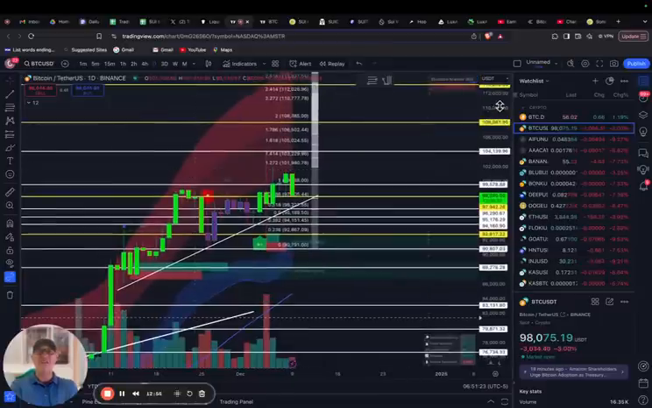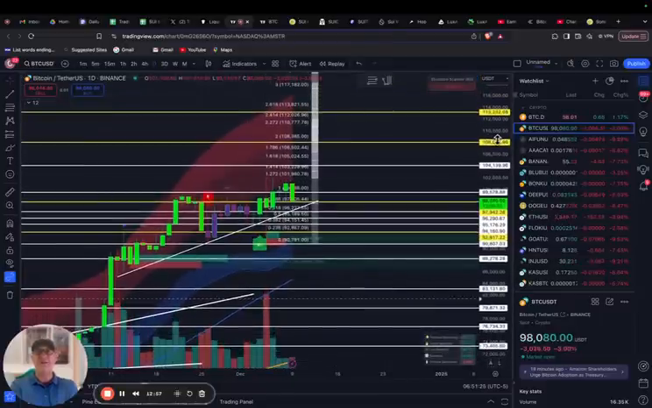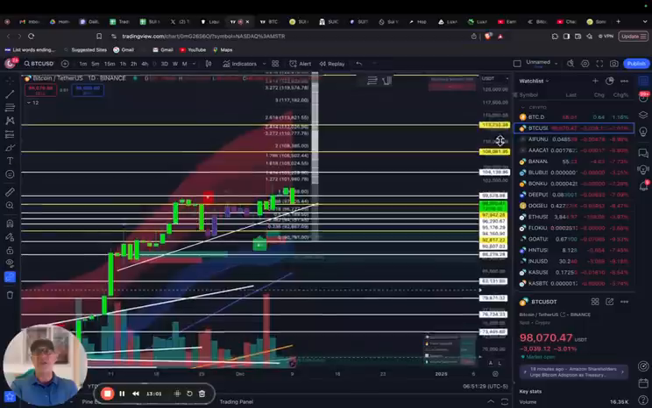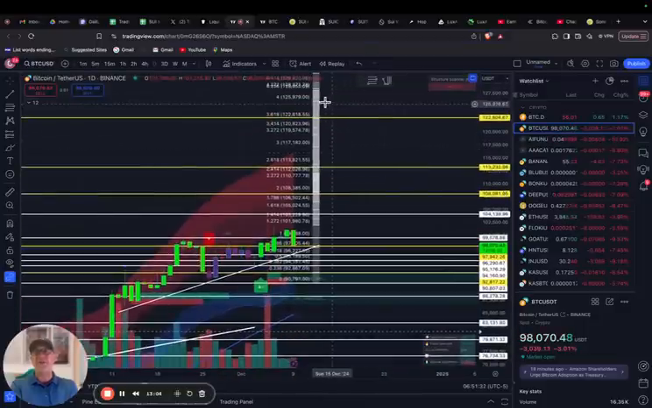Obviously, we have these levels to the upside. This is where I see us going in December. I see us heading up through to 113, somewhere between 113 to 120,000, 122,000, somewhere in this gap here, I believe we'll be trading.